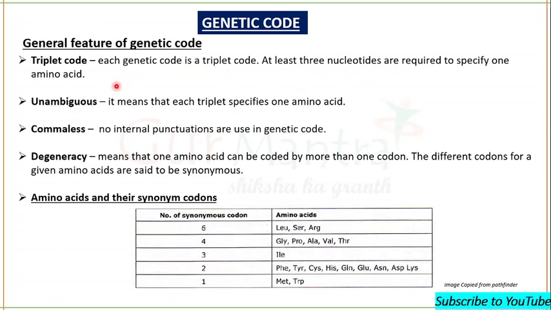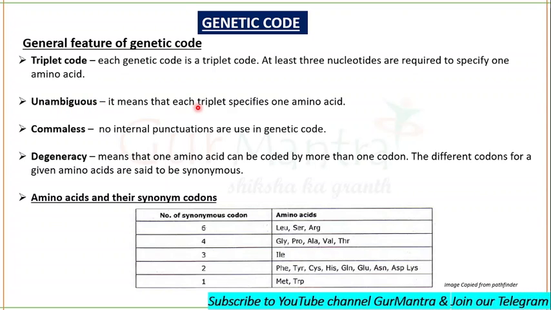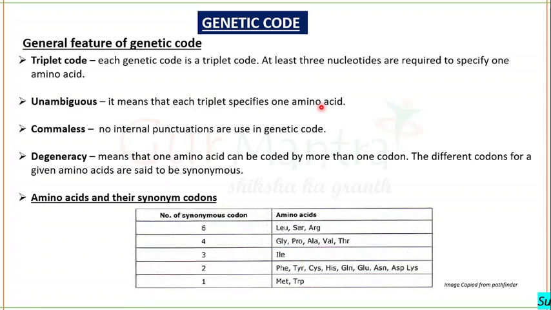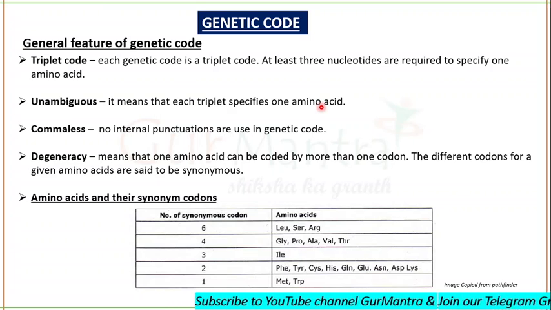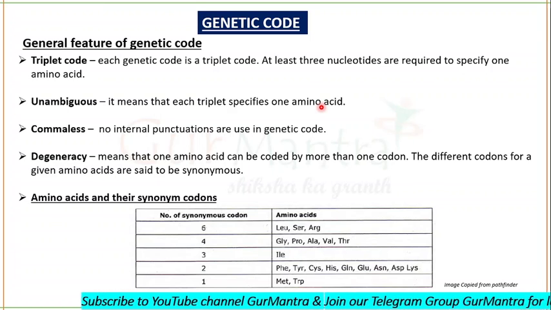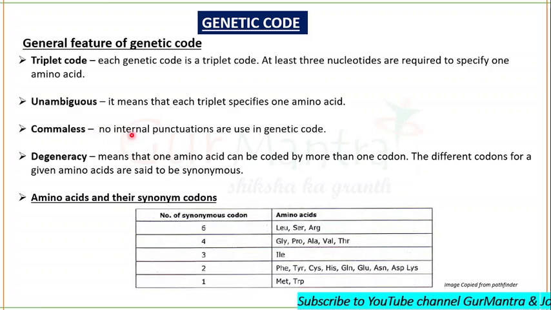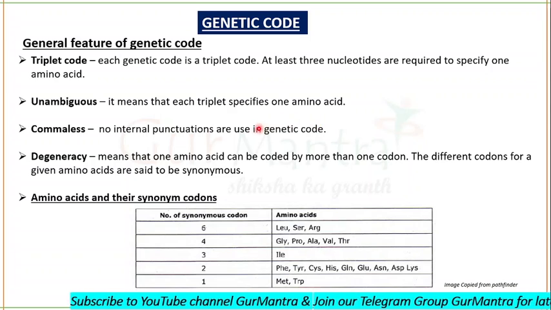So genetic code is unambiguous. Unambiguous means each triplet specifies one amino acid only. Like AUG is going to specify methionine only. It will not be specifying any other amino acid. So such a nature of codon is called unambiguous. Commaless. You will see no internal punctuations in the genetic code.